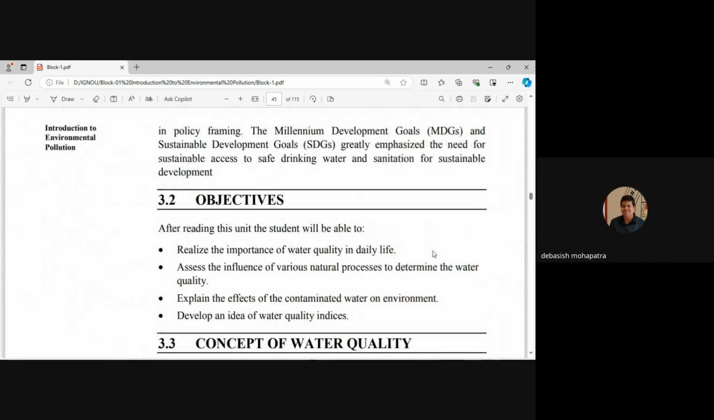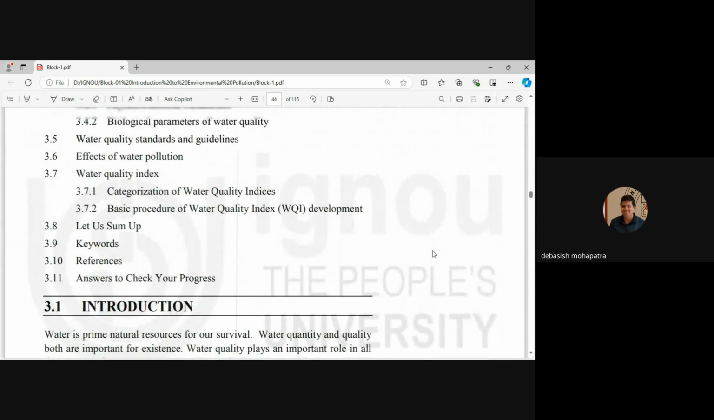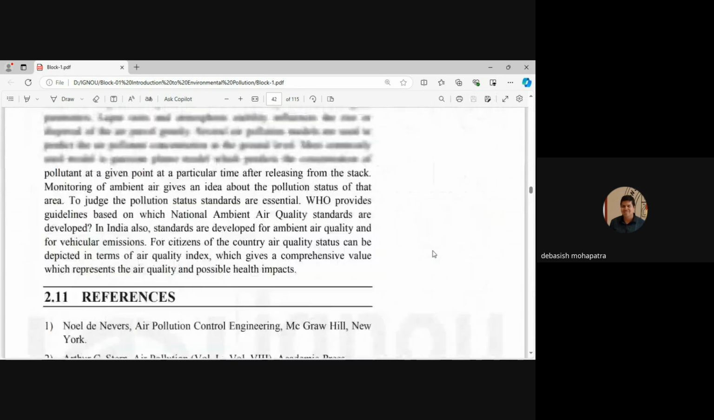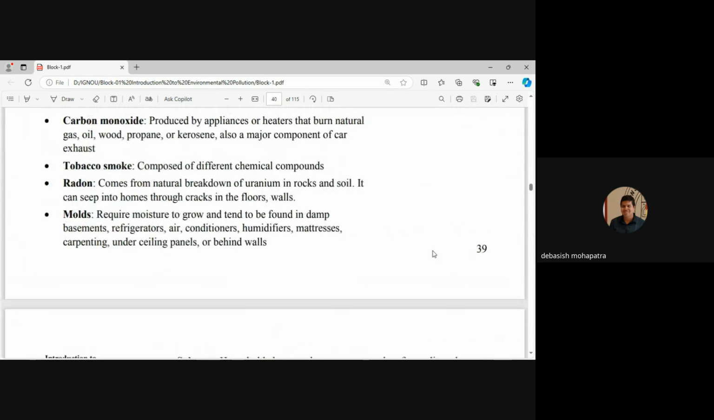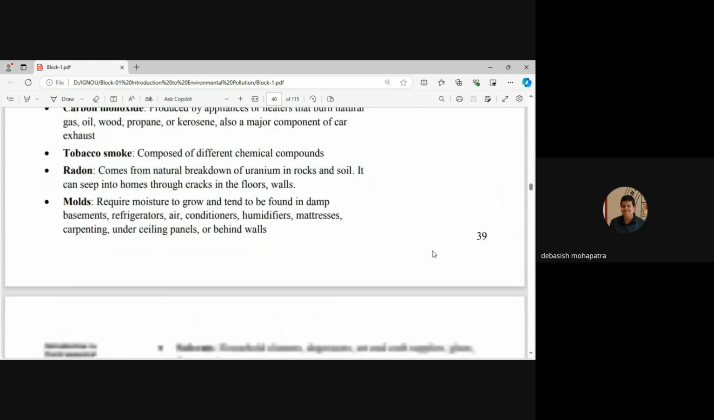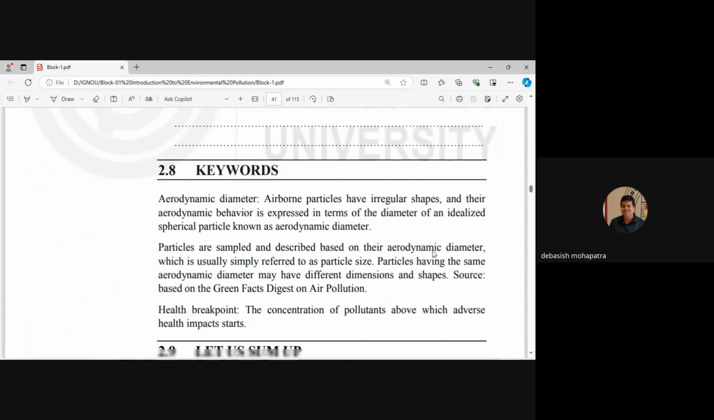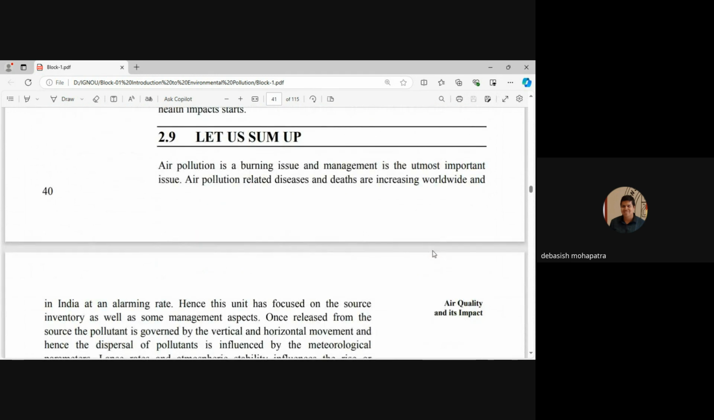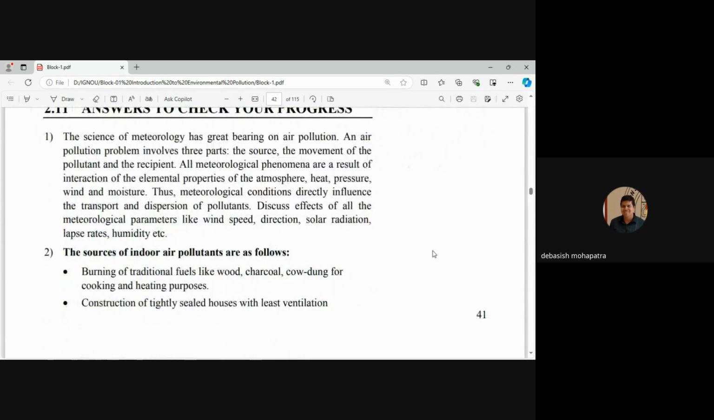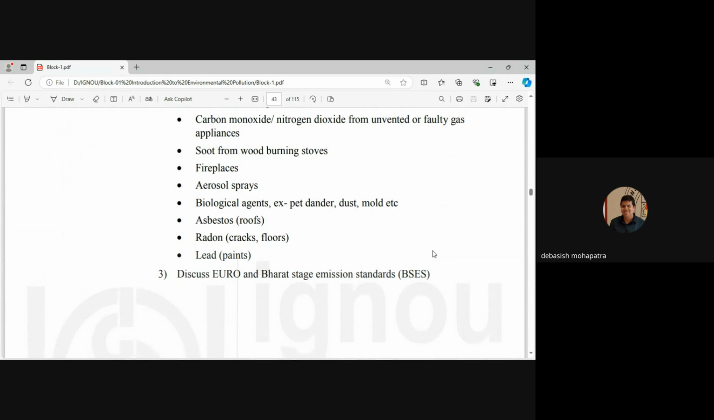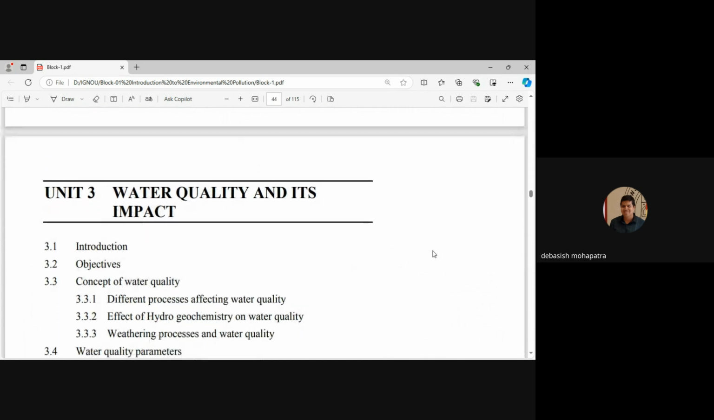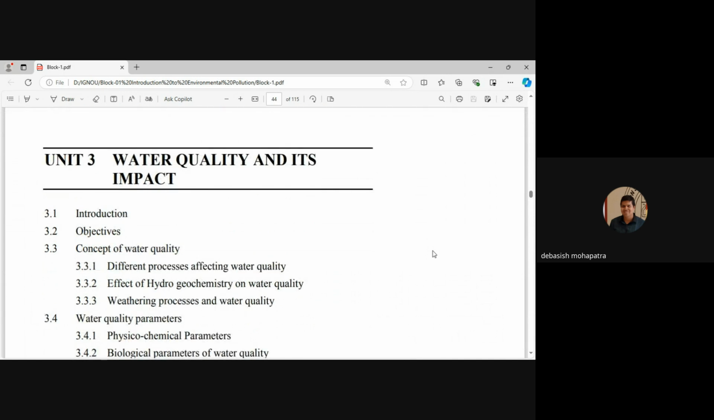Then comes water quality. Then water quality and its impact.